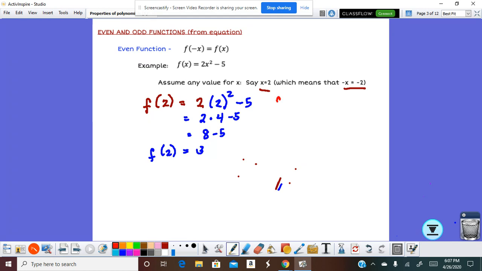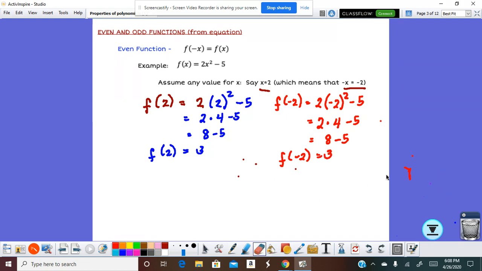Now, what about f of negative 2? The same thing. We will plug in negative 2 in place of x. So this function becomes 2 multiplied by negative 2 squared, minus 5. We get 2 multiplied by negative 2 squared, which is the same as negative 2 times negative 2, which is positive 4, minus 5. 2 times 4 is 8, minus 5. So f of negative 2 is equal to 3.